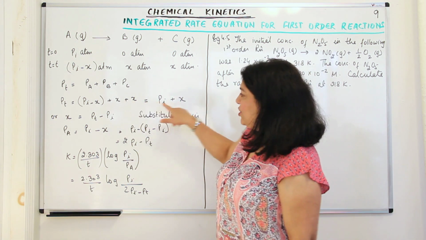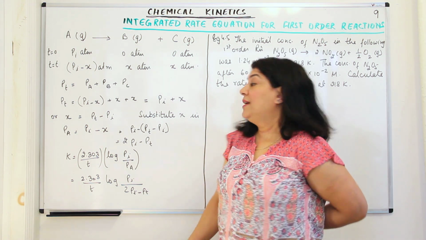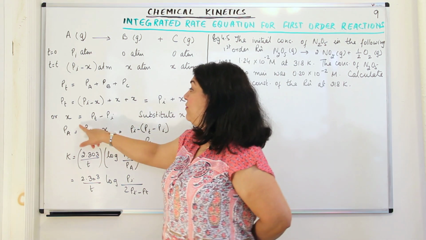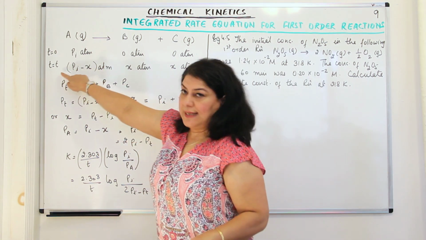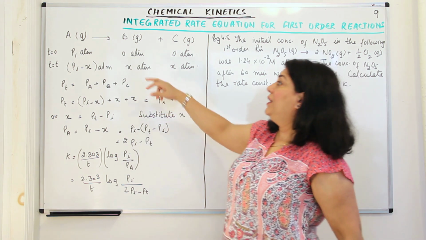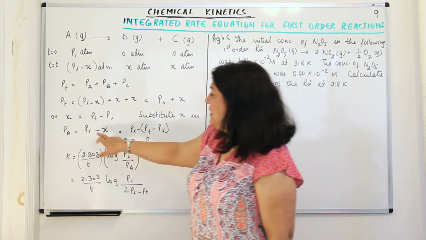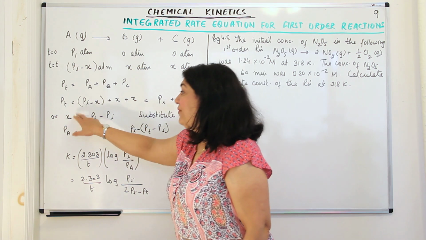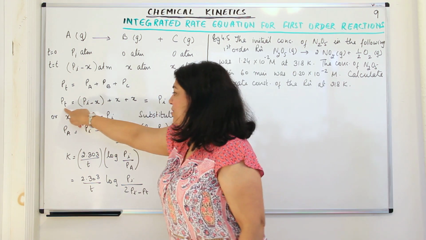So from this equation, that is P total is equal to Pi plus X, we can calculate X. What is X? X will be equal to PT minus PI, that is P total at time t minus the initial partial pressure of A. So PT minus PI is the value of X. Now we can substitute this value of X in this equation.